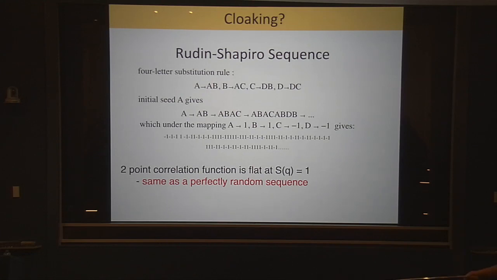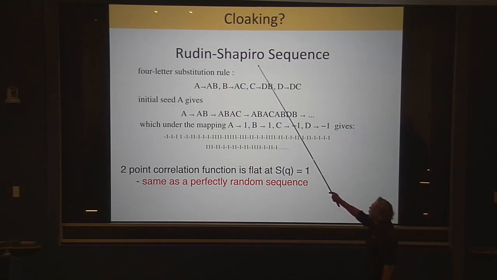I mentioned Rudin-Shapiro before. Rudin-Shapiro is a sequence which is given just by an inflation rule, by a matrix. A goes to AB, B goes to AC, et cetera. If you substitute in A, you can just write out what this is. An algorithm that gives you this entire sequence is a very short algorithm. So its entropy is zero, and I showed you its entropy goes down with the size of the system.